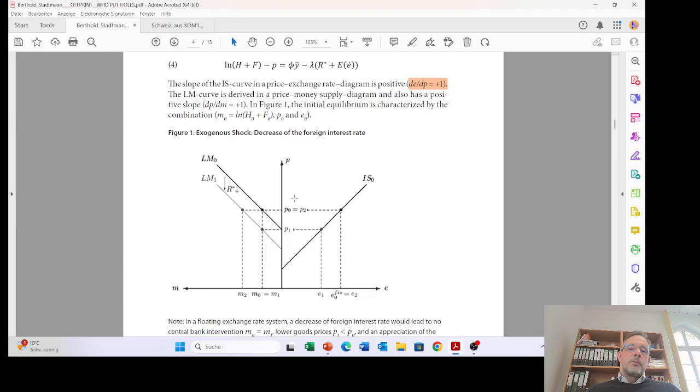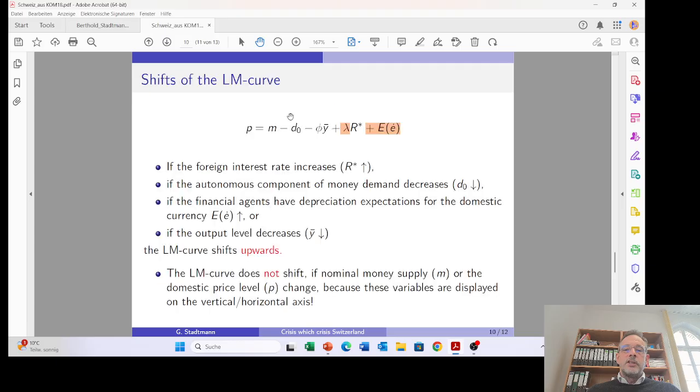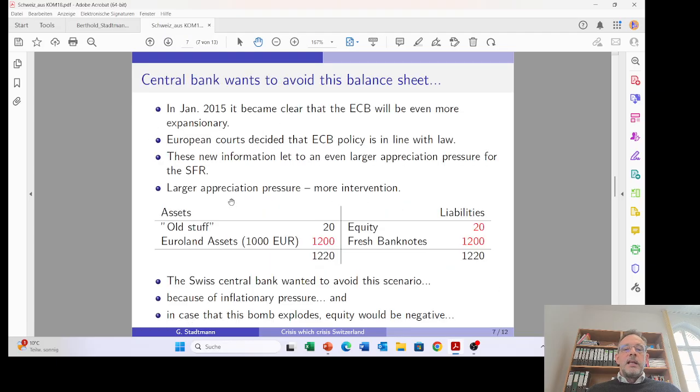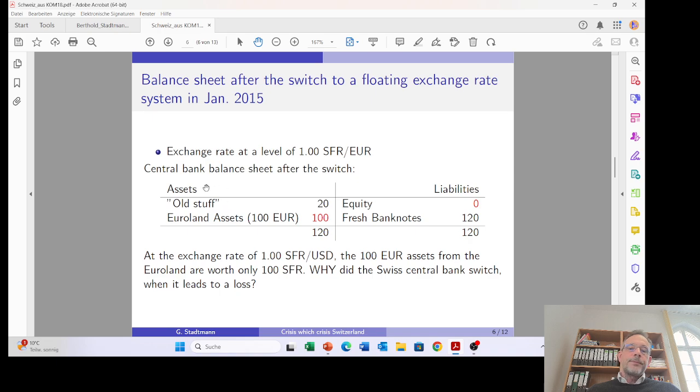Then the goods prices within Switzerland do not change. We hit the LM curve in this dot, and money supply has to increase. So the central bank has to intervene in the foreign exchange market and increase money supply in circulation. This is in line with our motivation.